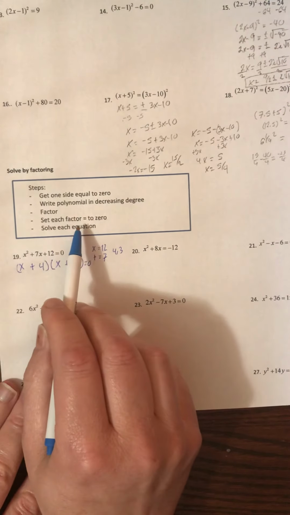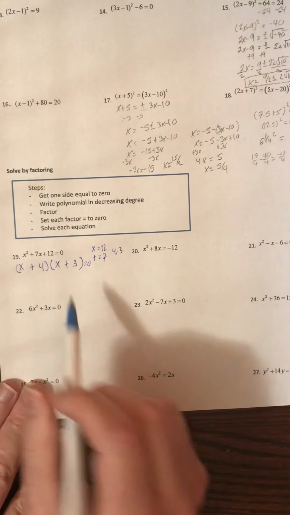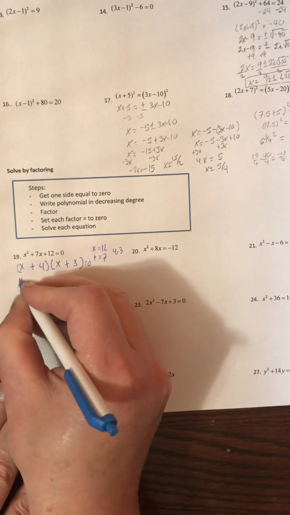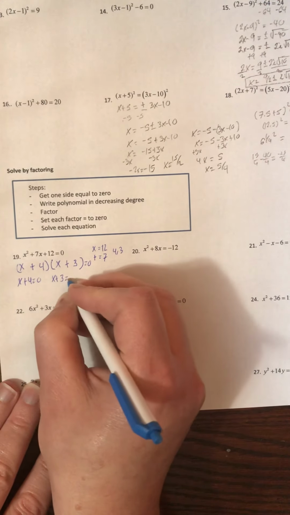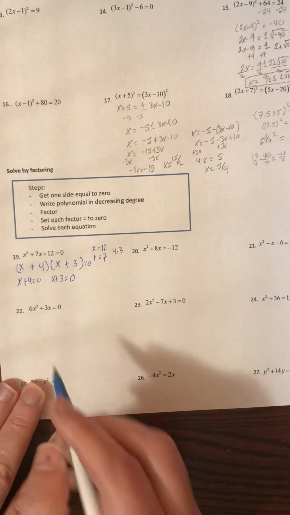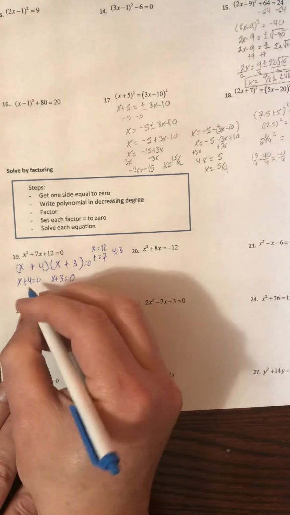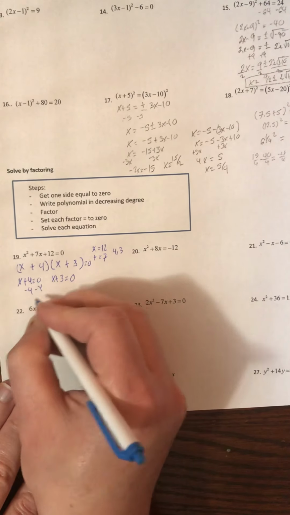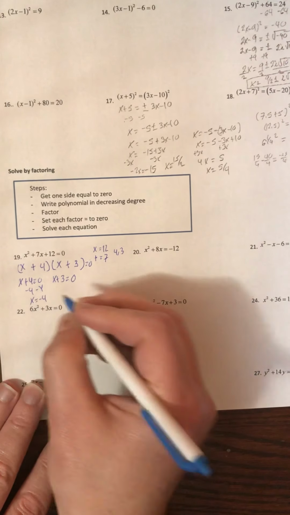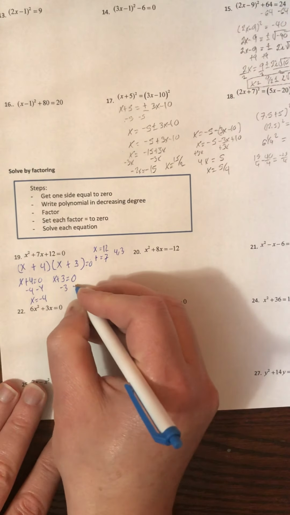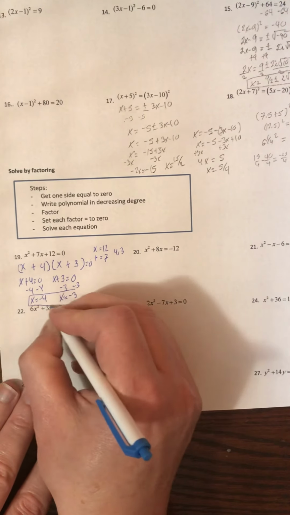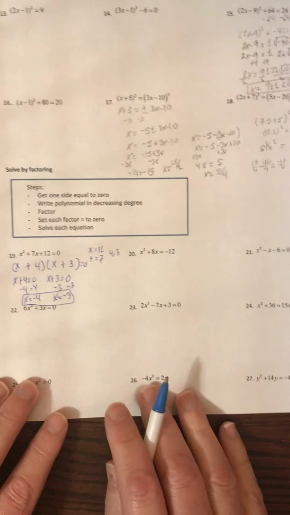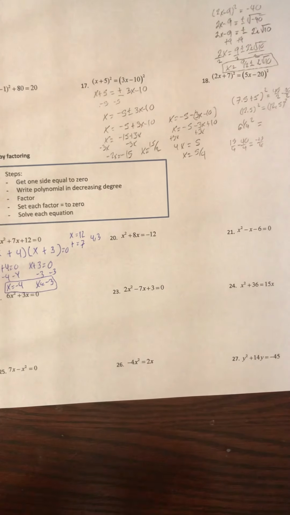Now it says set each factor equal to 0. Well, x plus 4 is a factor and x plus 3 is a factor, so set them each equal to 0. x plus 4 equals 0. x plus 3 equals 0. And then solve. Well, how do I solve this? Subtract 4. x equals negative 4. Subtract 3. x equals negative 3. There you go. I know that one's a little simplified and a little bit easy, but I think that you guys can handle this.